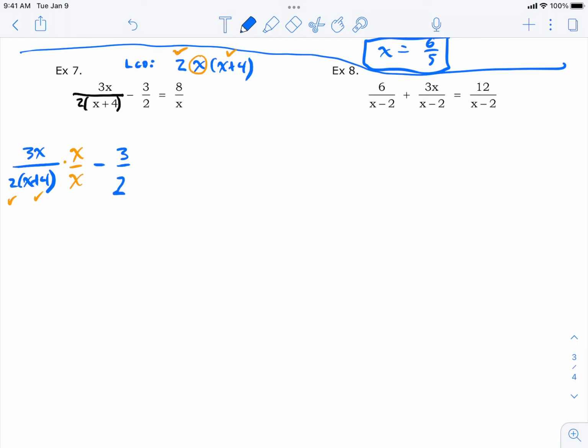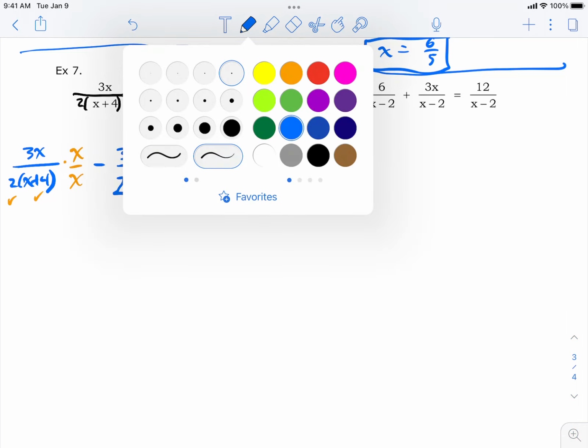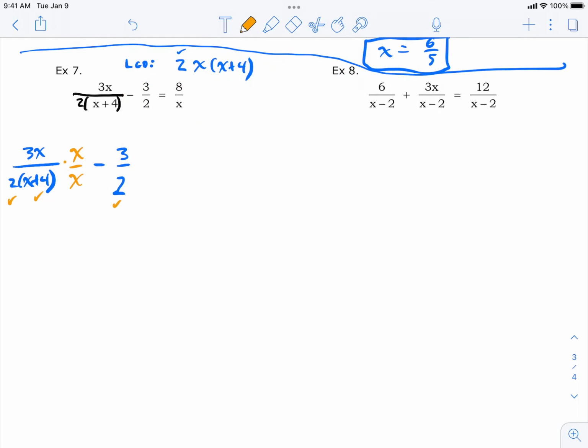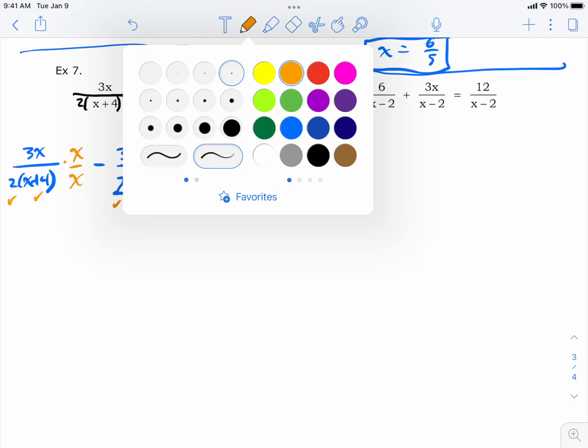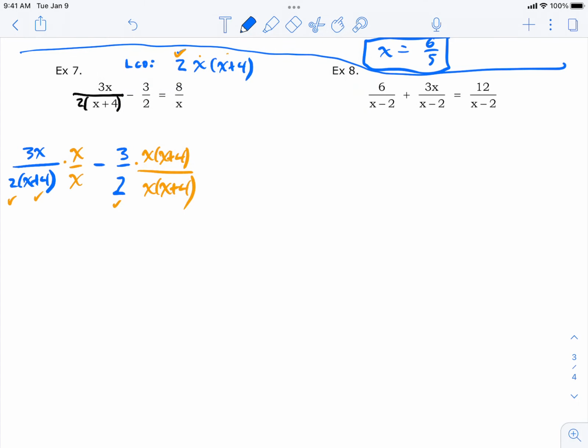Minus 3 halves times, okay, let me very carefully erase this stuff. Okay, what do we got? We got the 2. We got the 2. But we need the x and the x plus 4, top and bottom. And again, you always build denominators through a process of multiplying things together, right? So it's 3 times x plus 4 on top. Okay, that takes care of that term.